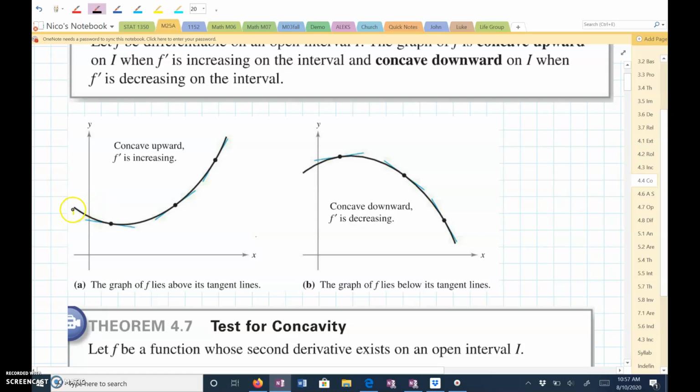So here is an example of concave up. Here, the derivative of f is increasing. Okay? So, look at the derivatives here. It keeps increasing. So this looks like it's possibly negative, then it's getting positive, then it's getting even more positive. Here is concave down. Here, f prime is decreasing.